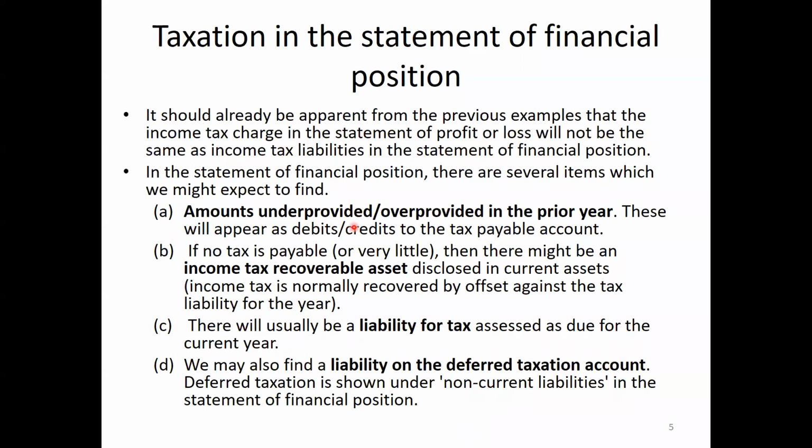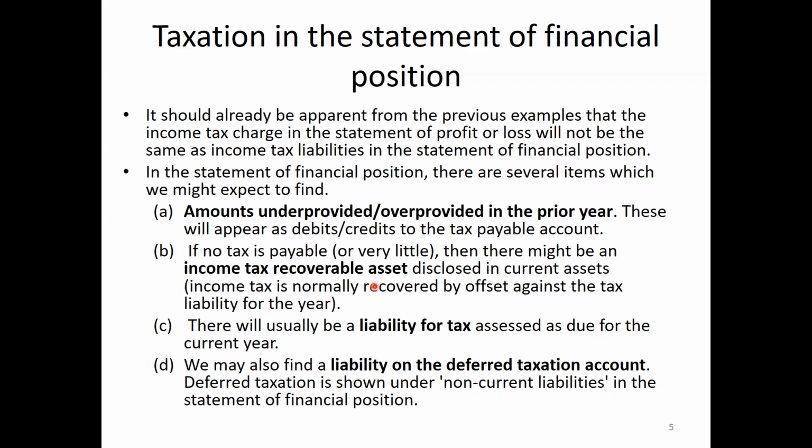Amount underprovided or overprovided. Sometimes we call it under provision and over provision in previous years, under provision, over provision of income tax. These will appear as debit or credit to the tax payable account. If no tax payable, there's no tax for this year, then there might be an income tax recoverable asset disclosed in the current assets, right?